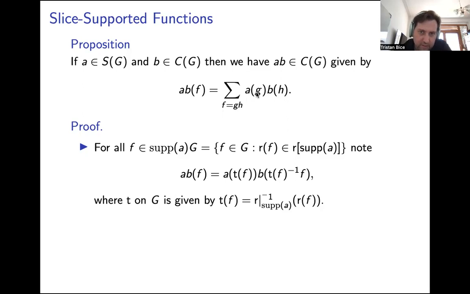But the range map has to be injective on the support of A, because A is supported on a slice. So if I already have my F fixed, and I look at the range of that, then there is at most one G whose range could possibly make this product non-zero. Okay. So that tells you it's well defined.